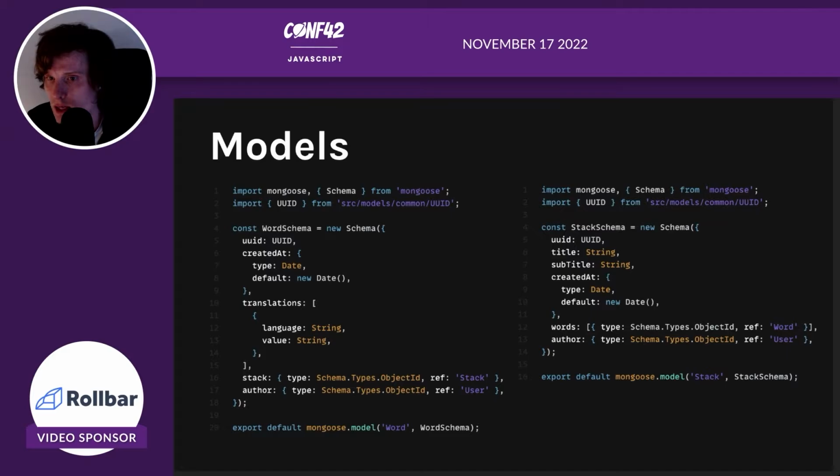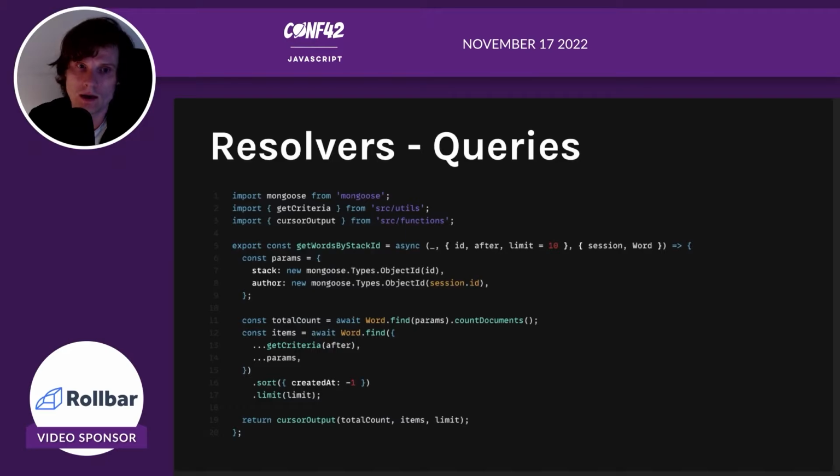So what does the stack schema look like? It's a UID, of course, title, possibly subtitle, creation date, and a stack can consist of a bunch of words, and of course that model belongs to the author, the user who created that stack. Resolvers, as I said, those models come right to the resolvers, where we can reuse those models and communicate with the database.